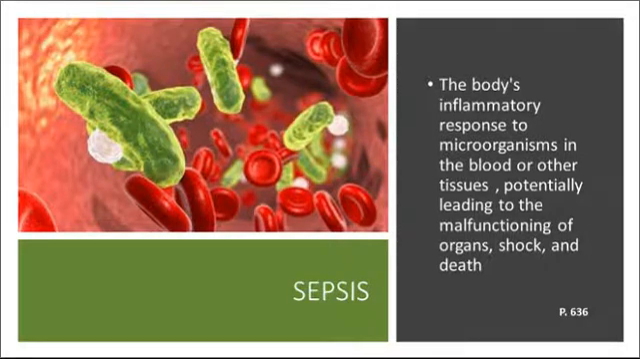So here, definition of sepsis: the body's inflammatory response to microorganisms in the blood or other tissue, potentially leading to malfunctioning of organs, shock, and death. So any of those is sepsis. You don't have to be in shock to be septic. Talked about it being SIRS resulting from an infection, that is sepsis, the systemic reaction of inflammation. It is an uncontrolled host response.